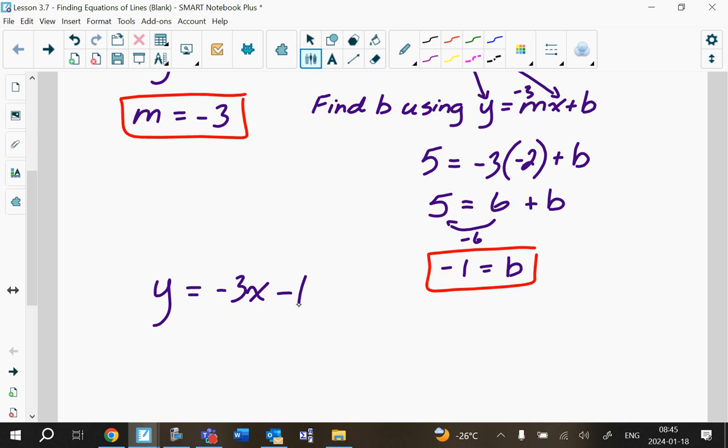So with some of these questions, you're going to have to do some work to find what b is, and possibly to find what m is, before you can write the equation. Because remember, to write the equation, you need to know m and b.